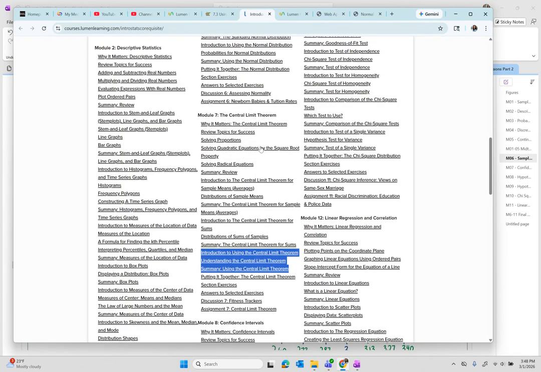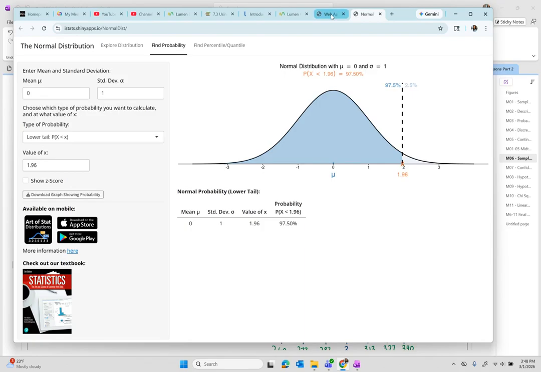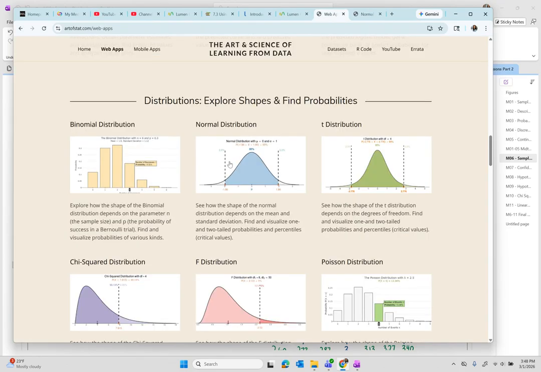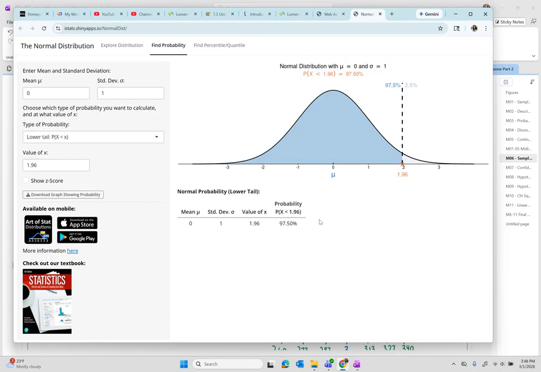And in the Lumen Intro Statistics Corequisite book, this is module 7, and again we will be doing the central limit theorem. We will need Art of Stat apps, and especially the normal distribution app. So go to artofstat.com and you can use that.